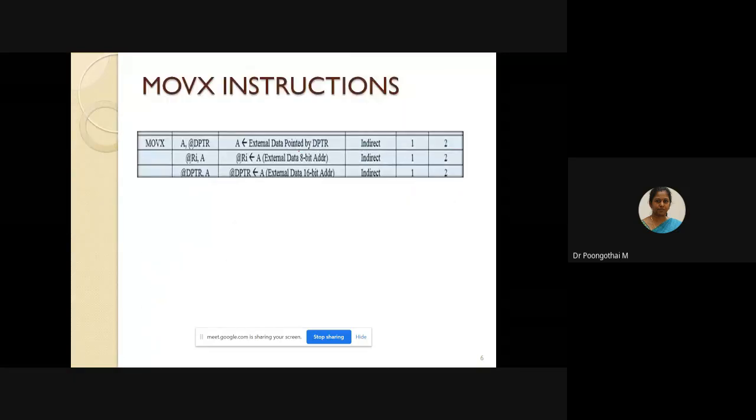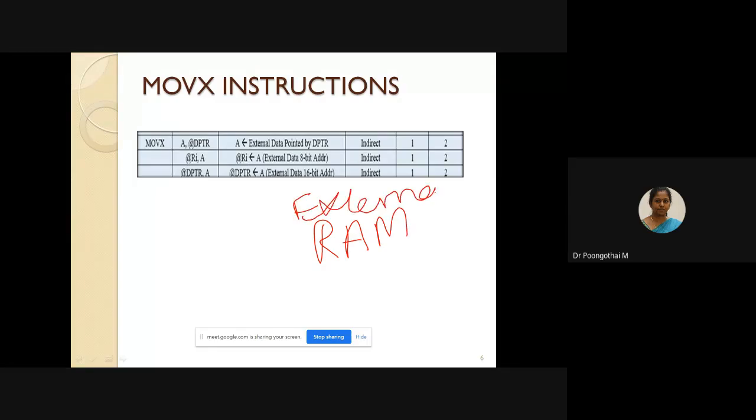So next one is the MOVX instruction. This instruction transfers data between the accumulator and the external RAM, external data memory. The memory address can be 8-bit or 16-bit.